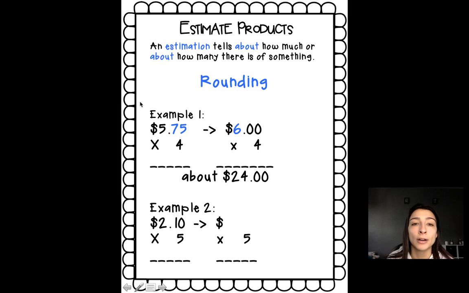So let's take a look at our example 1. We have a price of $5.75. So maybe your shirt is $5.75 and you need 4 of them. So what you're going to do is look at the 75 cents. Is 75 closer to the next dollar, or is it closer to 0? So 75 is greater than 50 cents, so we're going to round up. The next dollar is going to be $6. So we had $5.75. It is closer to $6, so we're going to round up to $6. And then our multiplication is going to be $6 times 4.